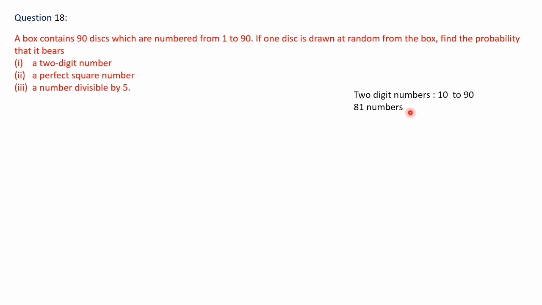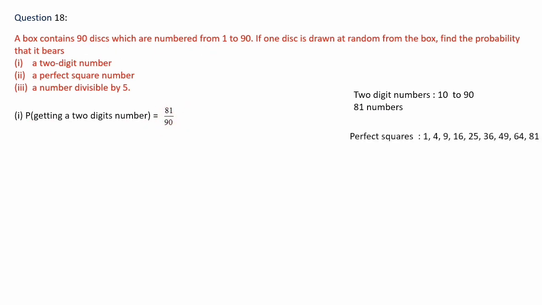You can use your own logic to calculate, not necessarily write and count. So 81 numbers between 10 and 90. Our favorable outcome is ready here. The total is 90. So the probability of getting a 2-digit number is the favorable number divided by the total number, so 81 divided by 90.